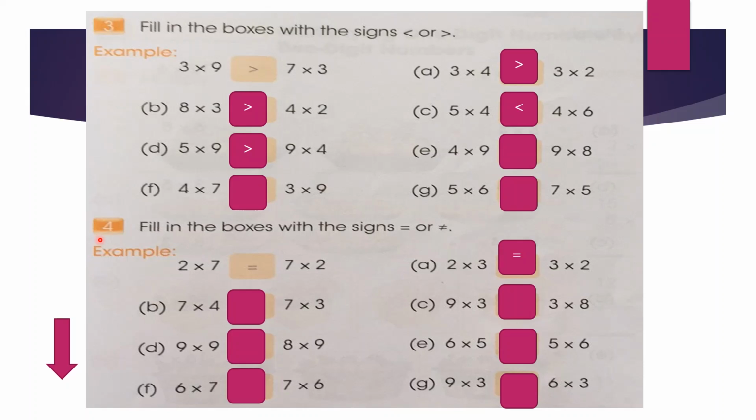Okay? Exercise 4. Fill in the boxes with the signs, okay, equal or not equal. So we have here the example. 2 times 7 equals 7 times 2. Why? Because 2 times 7 is 14 and 7 times 2 is 14. So 14 and 14, they are equal. Okay, next, letter A. So we have the answer already. So letter B up to G. Okay, I want you to answer it by yourself.